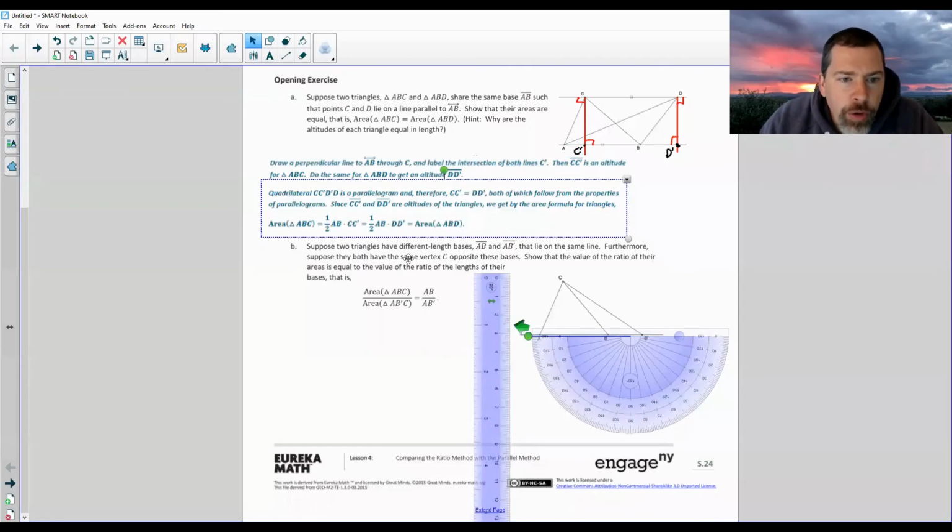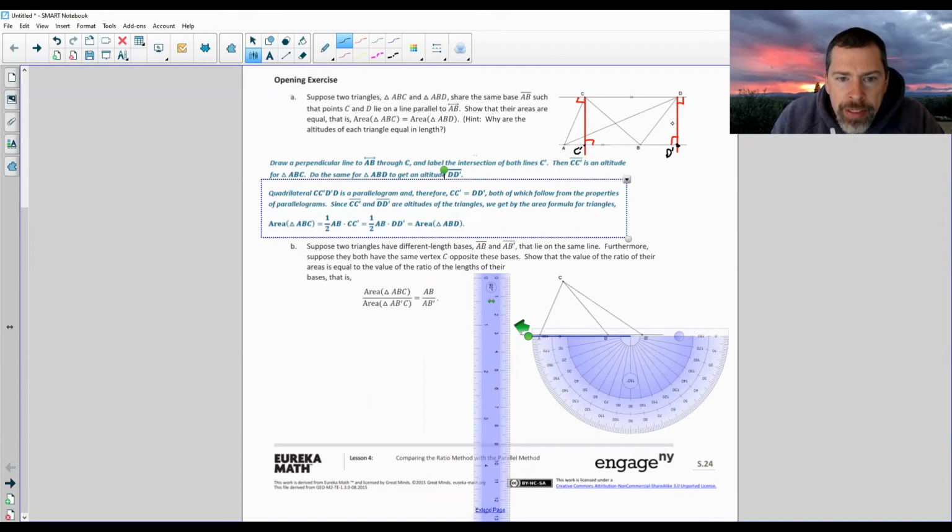Okay, so now we have a quadrilateral. And the quadrilateral is C, C prime, D prime, D. Here's the quadrilateral. It is a parallelogram. And actually it's a rectangle because the angles are 90 degrees. Therefore, CC prime equals DD prime, both of which follow from the properties of a parallelogram.